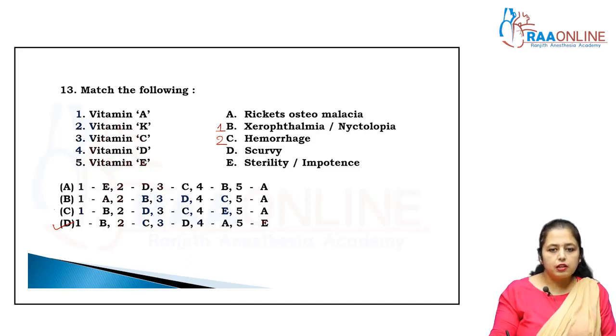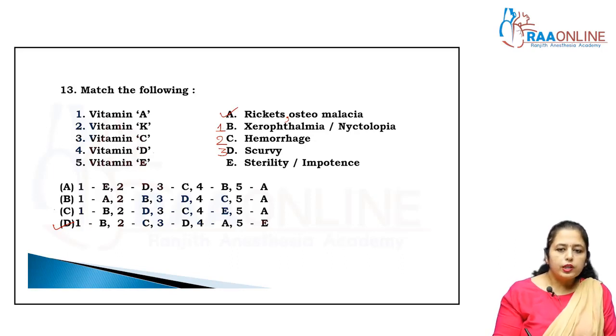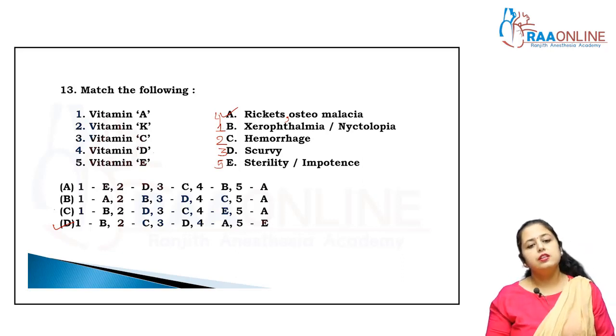Deficiency of vitamin C causes scurvy. Vitamin D is calciferol, and its deficiency causes rickets in children and osteomalacia in adults. Vitamin E is related with sterility and impotency. Clear? So the correct answer is D.